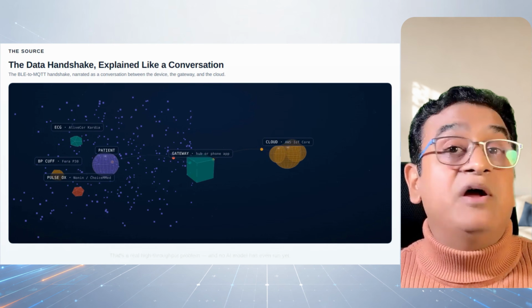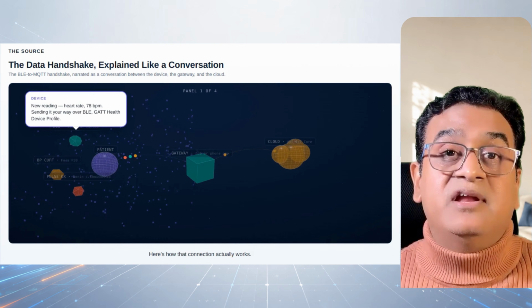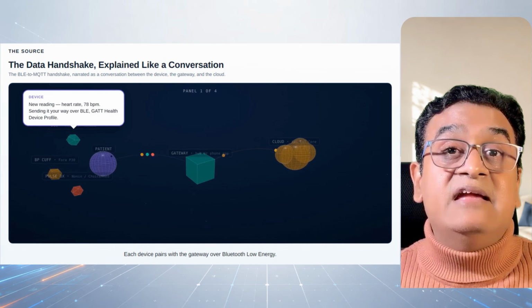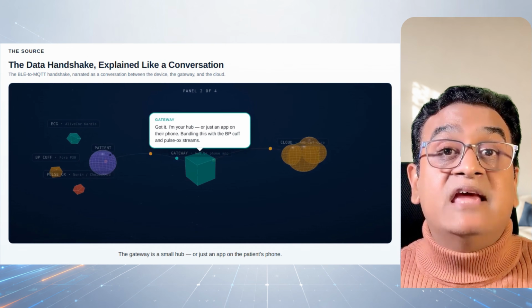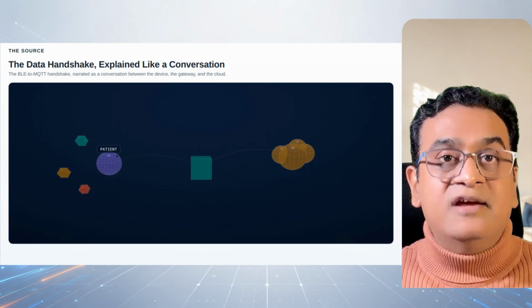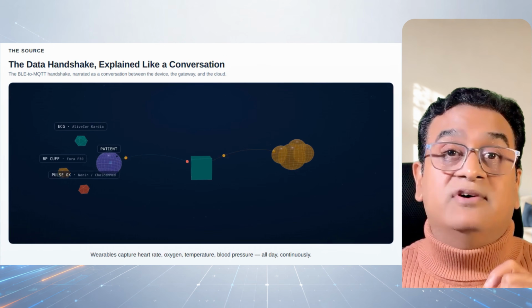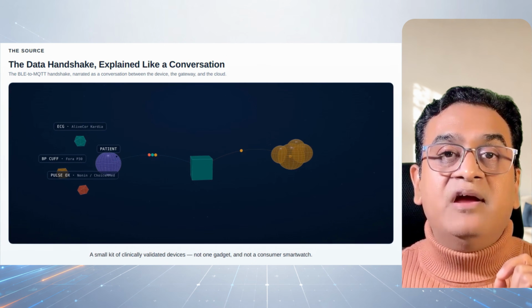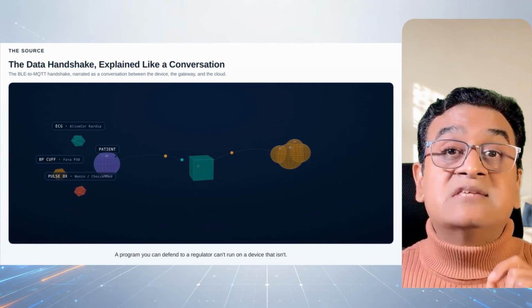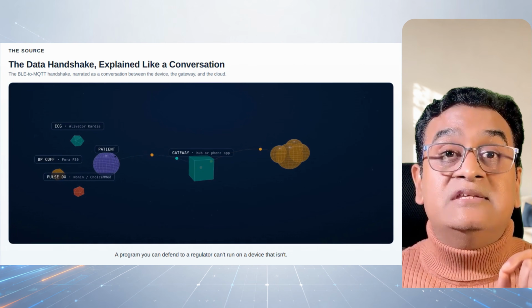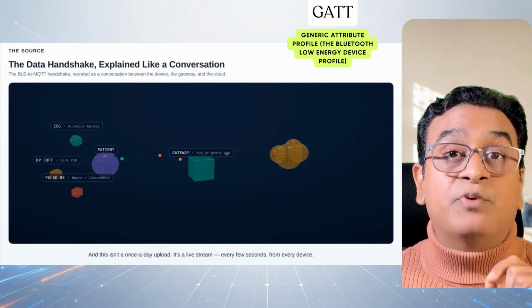Now multiply that by 40,000 patients, each wearing three devices. That's a real high-throughput problem, and no AI model has even run yet. Here's how that connection actually works. Each device pairs with a gateway over Bluetooth Low Energy using something called the Bluetooth GATT Health Device Profile.